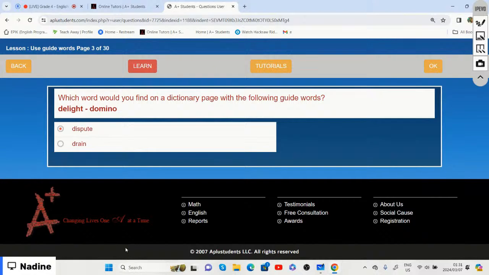All right. So we need to find that word. We see dispute. But dispute is correct, not drain, because drain goes after. DR is after DO.